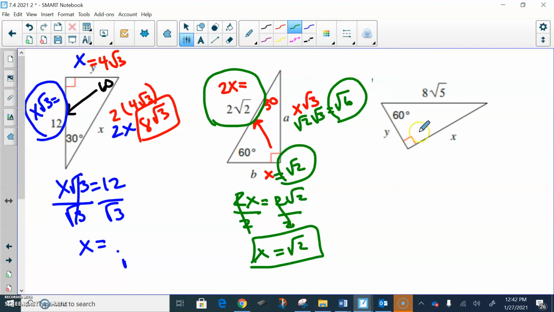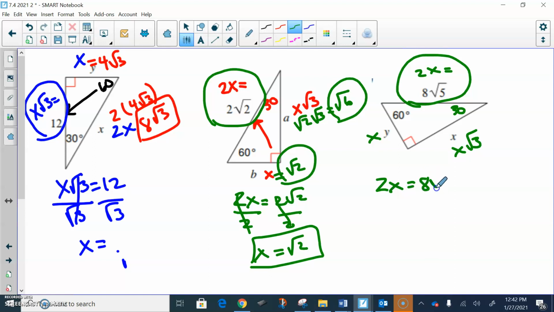And one last one. Here we go. Let's write our shortcuts. Here's our 30, 60, 90. This is x, x root 3. This is 2x. And this time they told us that 2x equals 8 root 5. Divide each side by 2. It looks like x equals, let's simplify that, 4 root 5.